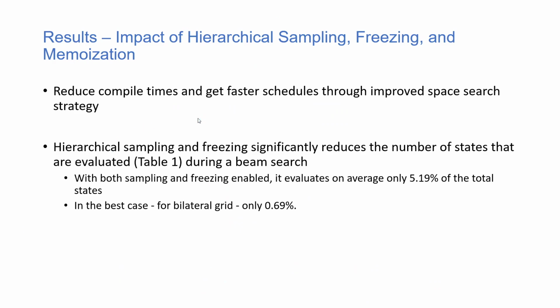One of the things that the paper wants to achieve is reducing compile time, and another one is getting faster schedules by improving the strategy to explore the state space of the schedules. Hierarchical sampling and freezing significantly reduce the number of states, and both of them help with the compilation time, and table 1 shows this during beam search. On average, they evaluate 5% of the total states, and in the best case, less than 1% for the bilateral grid example.